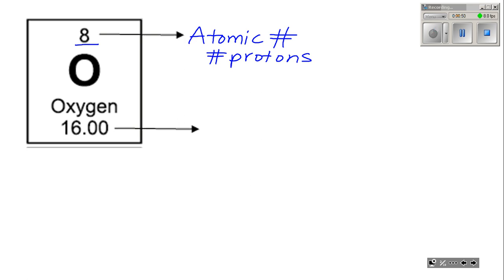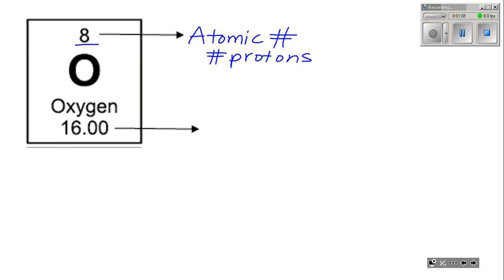Oxygen has 8 protons, whereas something like hydrogen only has 1 proton. So that's going to be the biggest key difference when you're looking at any element on the periodic table. That's really how we can tell one from another.